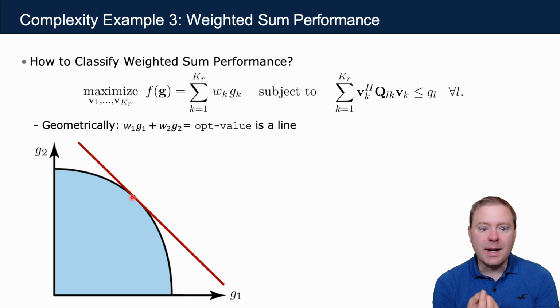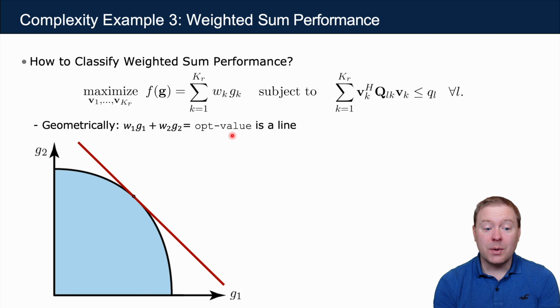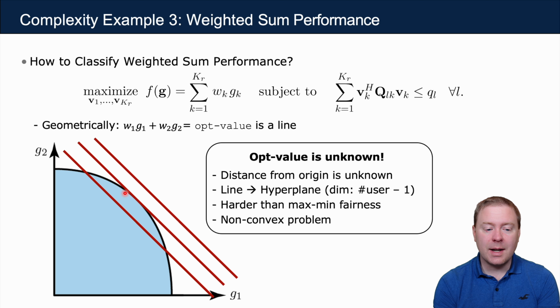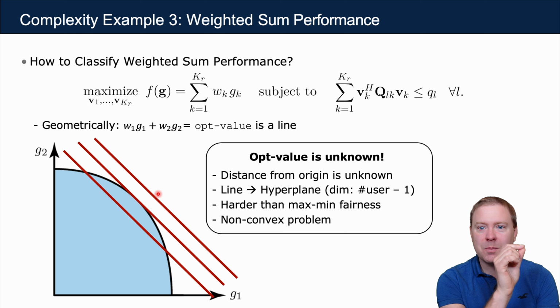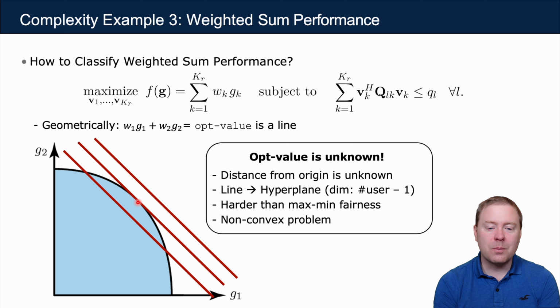The issue that we will be facing is that this optimal value is not known beforehand. So we would have to solve the problem to figure it out. So should we be on this line or that line? And when we are considering different lines, we need to consider every point on that line in order to figure out where we are crossing the region. So the distance to the origin is unknown, and when we are going from 2 users up to more users, this line will turn into a hyperplane with a dimension which is equal to the number of users minus 1. So more and more users gives us more and more complexity.